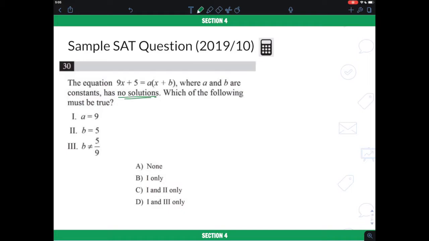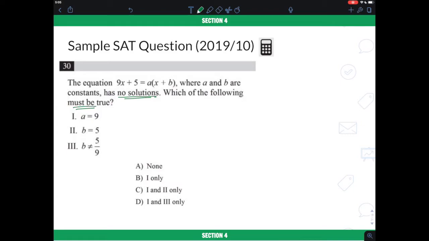Okay, so you have three choices right there and three conditions right there, and you have to choose which of the following must be true. Okay, must be. So it's not an optional thing. It has to be true. Okay, so you have A, B, C, D choices. We'll get to that later.